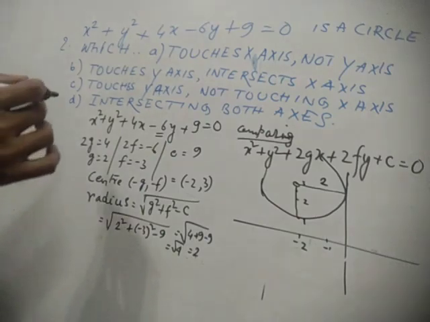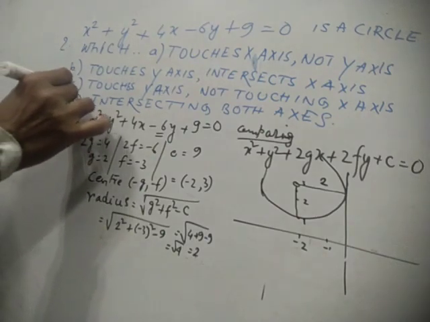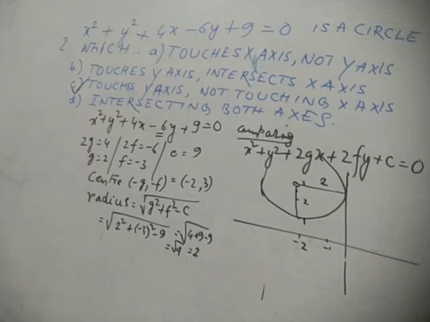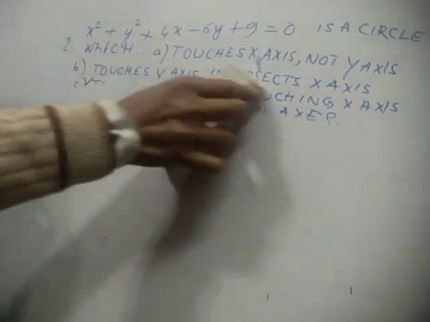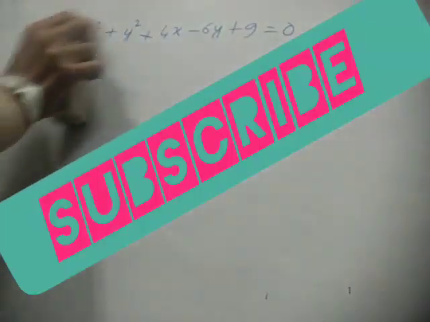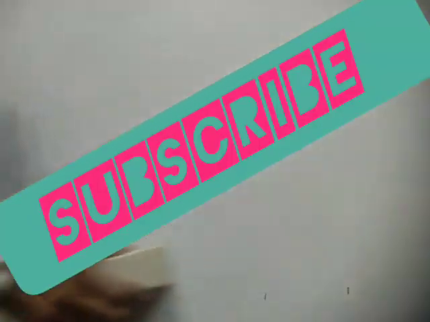The distance from center to y-axis is 2, that is equal to the radius. That's why it is touching the y-axis. But the radius is smaller than the distance from the x-axis, that's why it is not touching the x-axis. And if the distance from the x-axis is less than the radius, then it will intersect at 2 points. But in this case, the radius is smaller than the distance, so that's why it is not touching the x-axis.